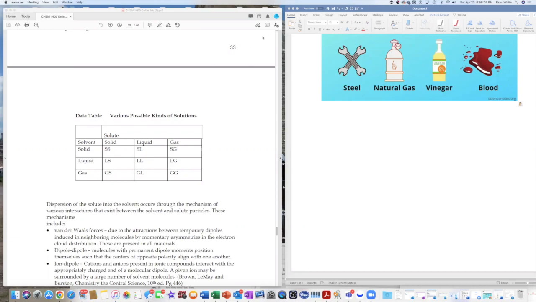I'm going to give you various examples of these solutions right here. I tried to make sure I got one for each combination. When you have a solid and solid mixture or solution, the example of that is going to be brass. And then when you have a liquid inside a solid, the example that we have for that is Jello. Jello is the consistency of liquid inside a solid. And then gas inside a solid, the example of that is ice cream.